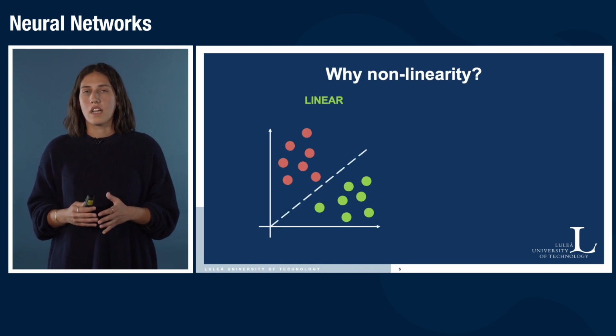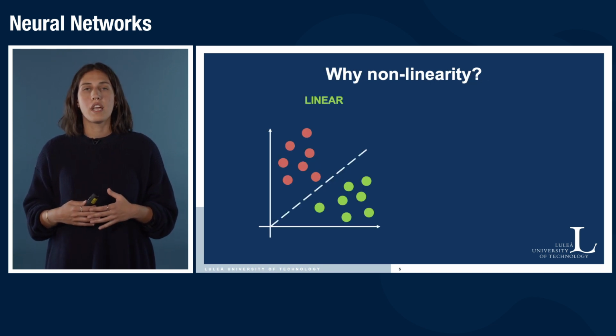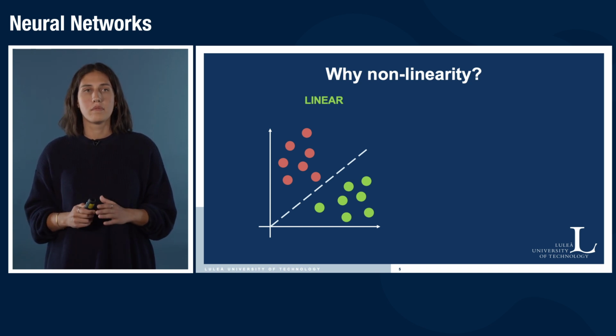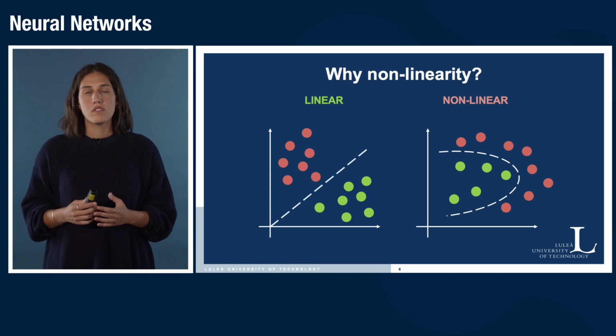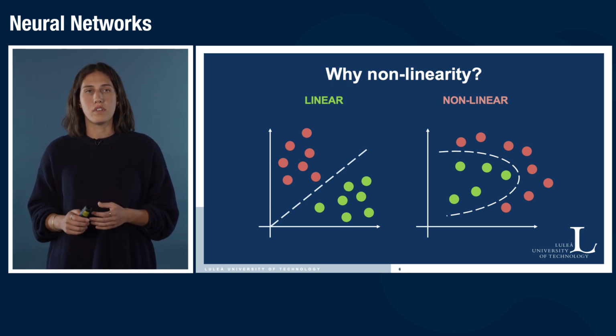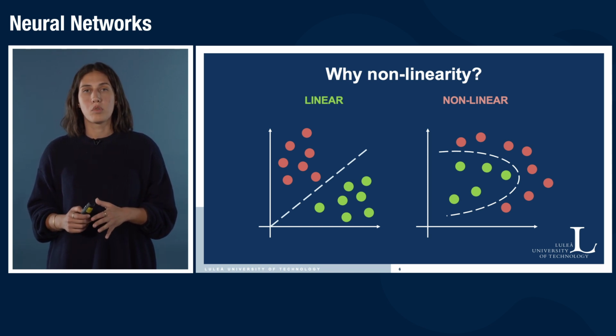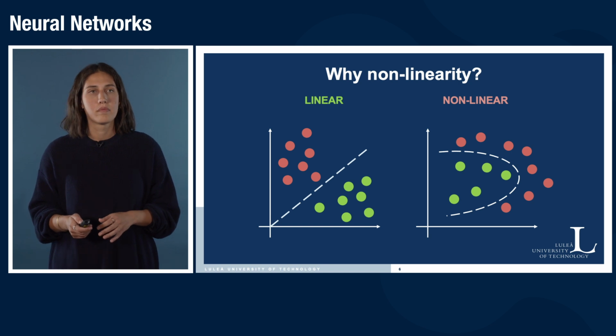But why nonlinearities? In this case, where we have two classes, the red and the green, we can see that they can be easily separated with just a straight line. But what about this case on the right? It is clear that a linear function would not be sufficient to separate this data distribution. And that is why we use nonlinearities, as most of the problems in the world are not linear.